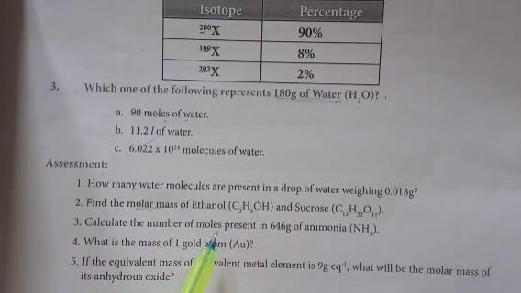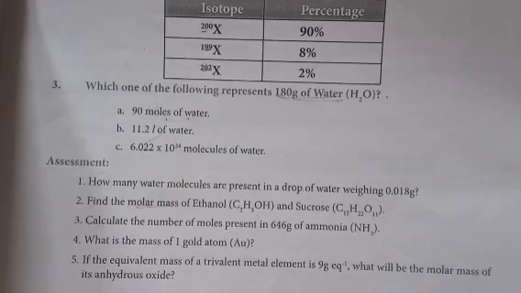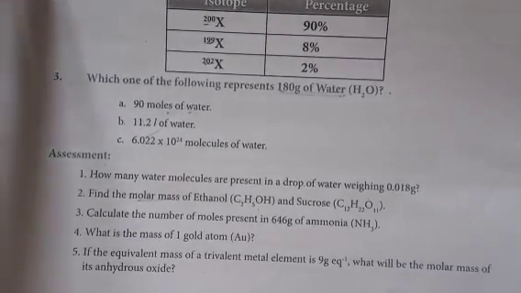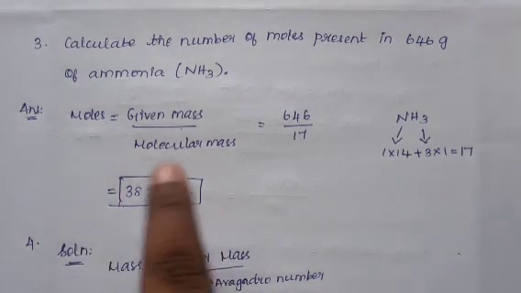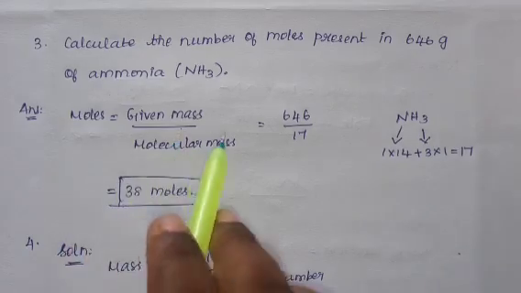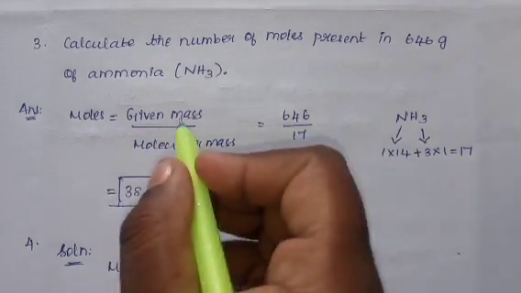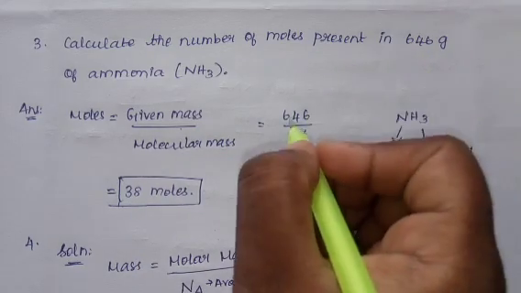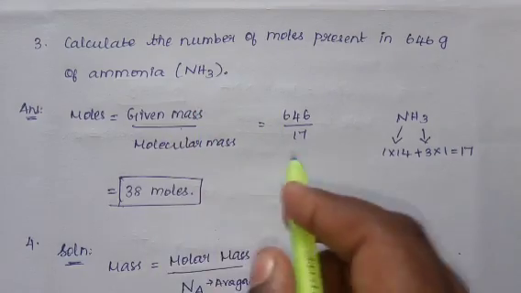Calculate the number of moles present in 646 gram of ammonia, NH3. So we have to calculate the number of moles present in 646 gram of ammonia, NH3. So see, for the mole formula, what is the answer? Mole is equal to given mass by molecular mass. What have they given? 646. So 646 by 17. The molecular mass of ammonia is 17.